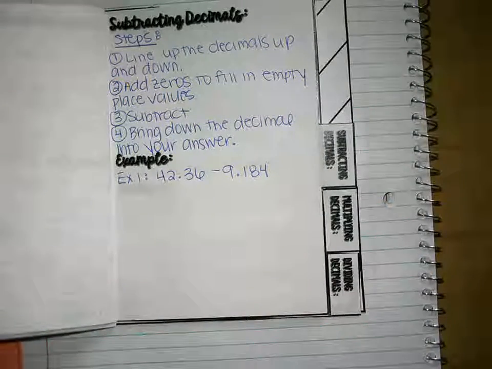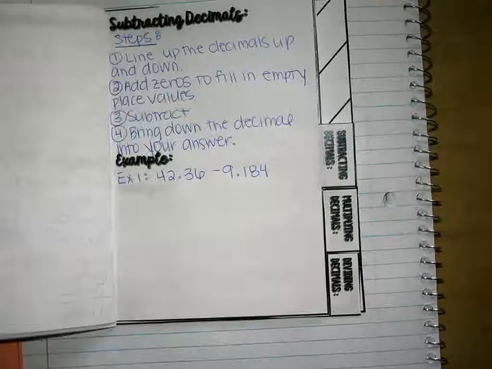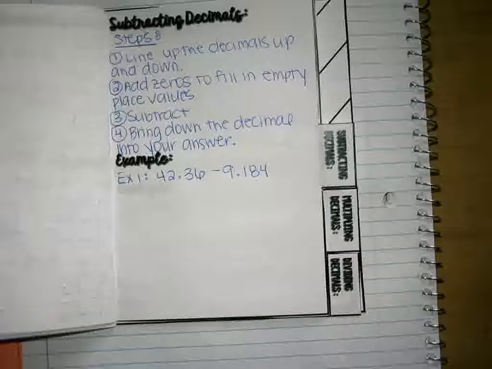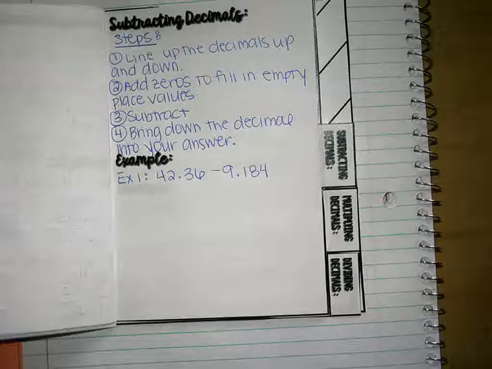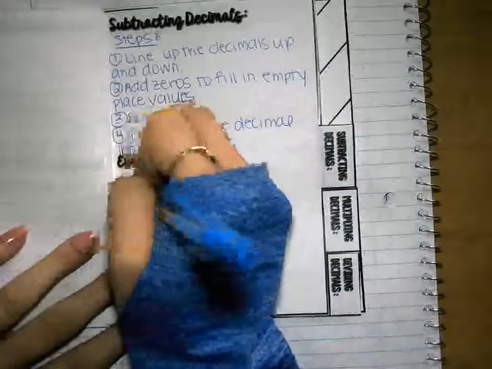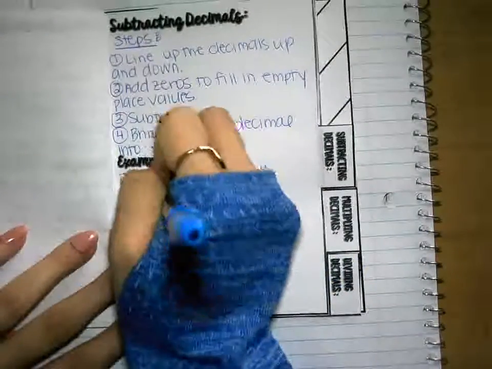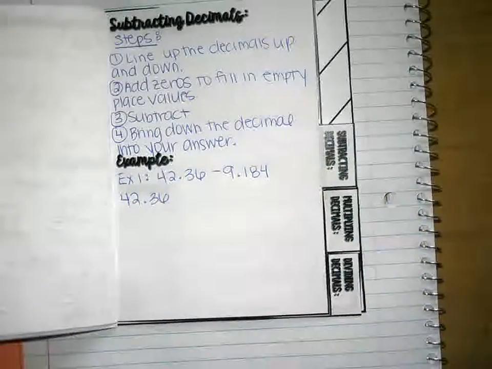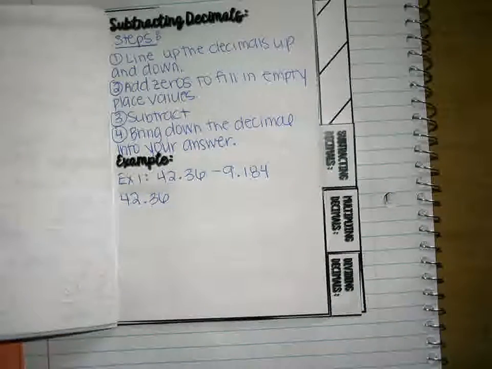Which number has to go on top? The greater number. The bigger number. It does matter. It's not always just going to be the biggest number. It's always going to be the number that comes first. So whatever number you see first must go on top. You cannot flip-flop them like we can with adding. Is that understood? Yep.